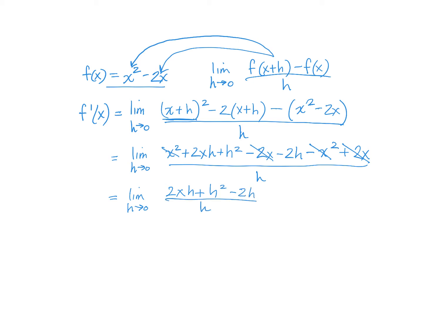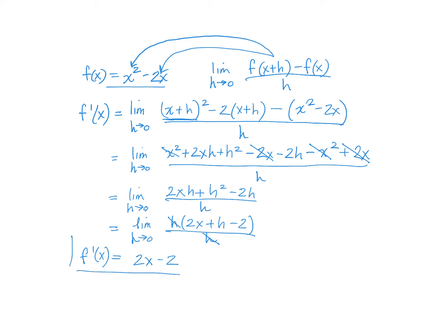If I were to plug h equals 0 in at this point, try solving this limit through direct substitution, I would get 0 over 0, and that's indeterminate. So let's go ahead instead and factor an h out. So the limit as h approaches 0, and I'm going to factor an h out. So I get 2x plus h minus 2 all over h. And then notice we can cancel those, and then we can take the limit as h approaches 0. So if we did that, we would get 2x minus 2. So f prime of x is equal to 2x minus 2.